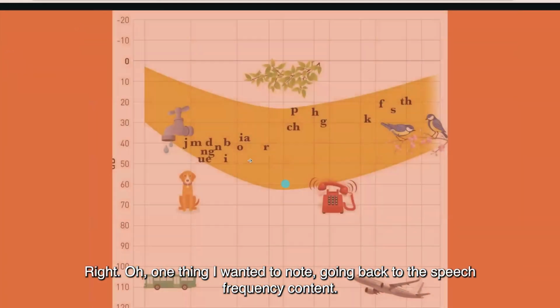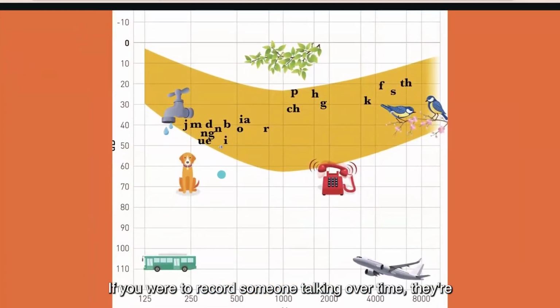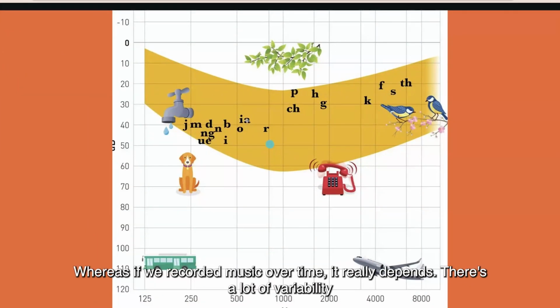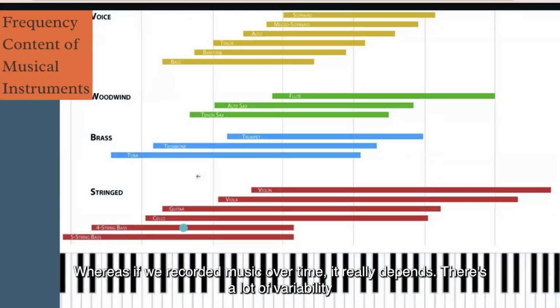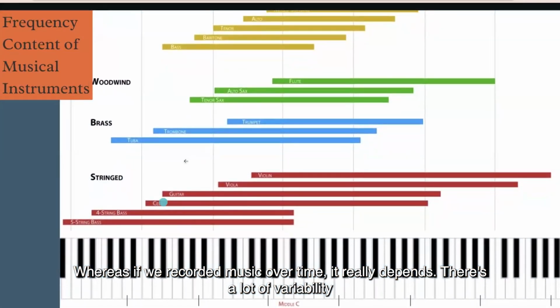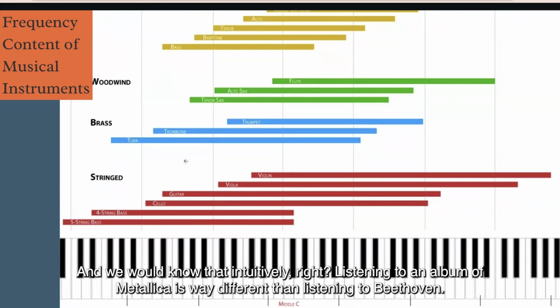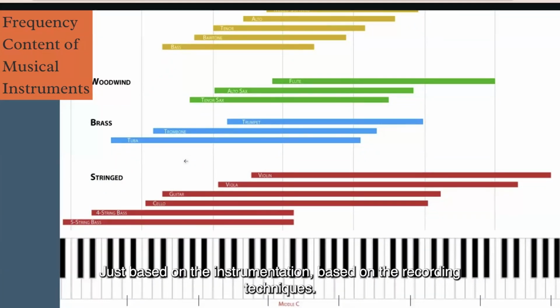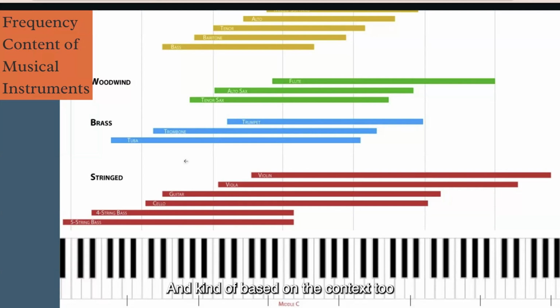Oh, one thing I wanted to note, going back to the speech frequency content: if you were to record someone talking over time, the average of all of the sounds would be similar to this range here. Whereas if we recorded music over time, it really depends. There's a lot of variability over time. If we take the averages of all of the frequencies of a particular song, we would know that intuitively, right? Listening to an album of Metallica is way different than listening to Beethoven, way different than listening to Miles Davis. There's a lot of different frequency content there, just based on the instrumentation, based on the recording techniques, and kind of based on the context too.